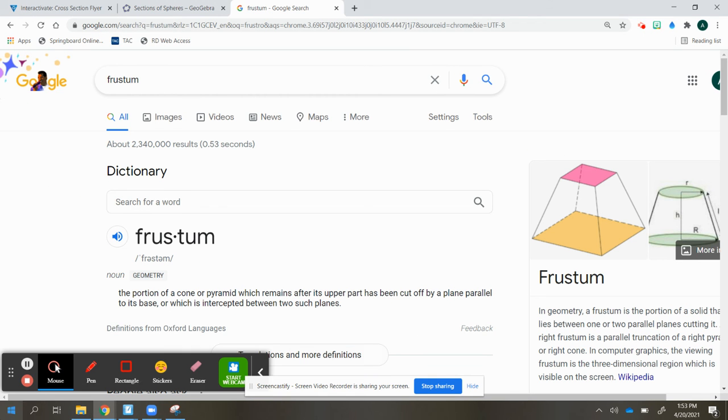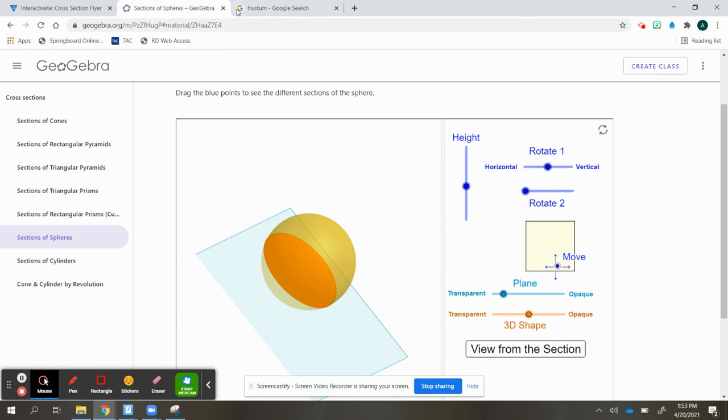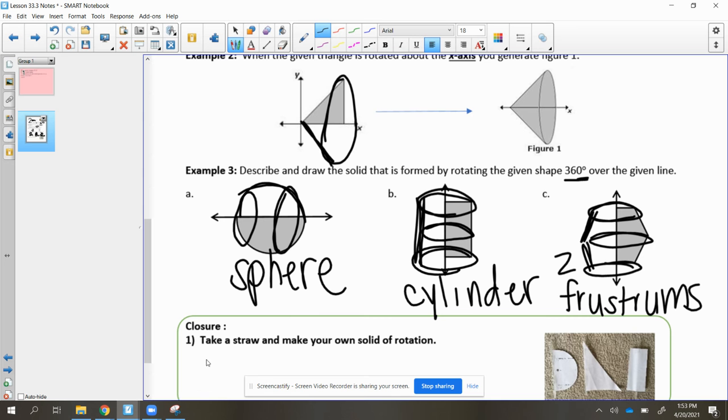Well, a frustum is a portion of a cone or a pyramid, but we cut off the top. So I don't know if I have any soccer players out there, but if you think about a soccer cone, that's actually kind of a frustum because we're just cutting off the top of that. So in this case, we're cutting off the top of our cone to create that figure. So if we go back to the notes, we have two frustums. And again, that's just cones without tops.